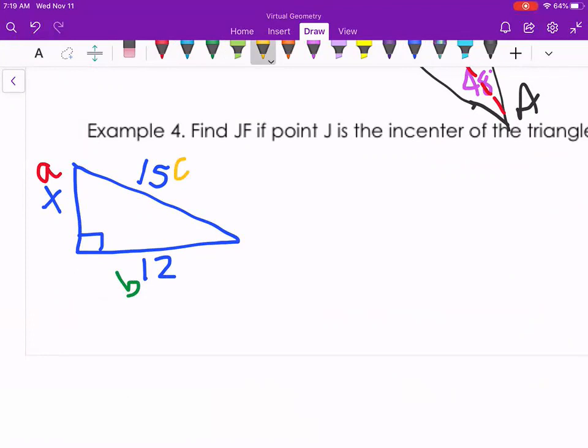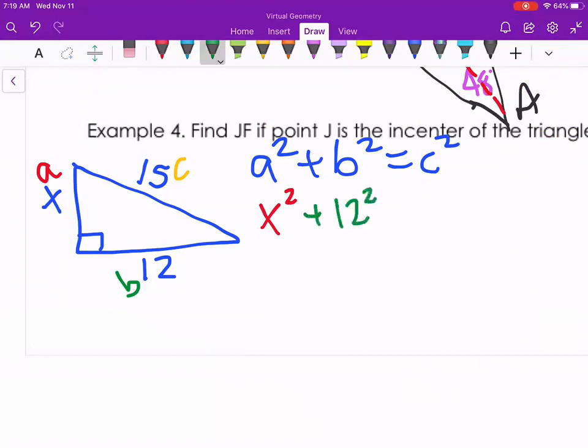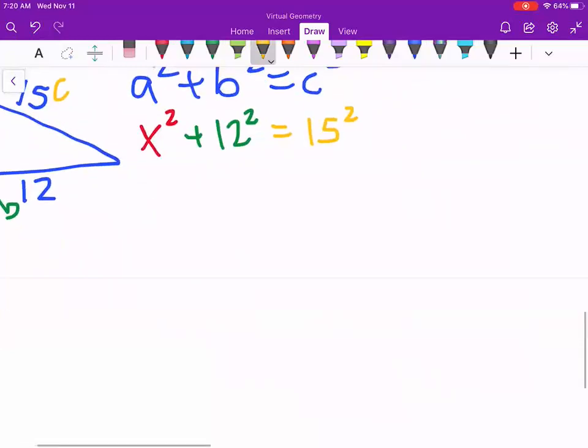We can use Pythagorean theorem. So Pythagorean theorem was the theorem that said A squared plus B squared is equal to C squared. So if A is an X, then I have X squared. B was 12, so plus 12 squared. C is 15, so equals 15 squared. All right, let's solve this out and see what we have. So my X squared is going to stay as X squared right now. 12 squared is 144. 15 squared is 225.